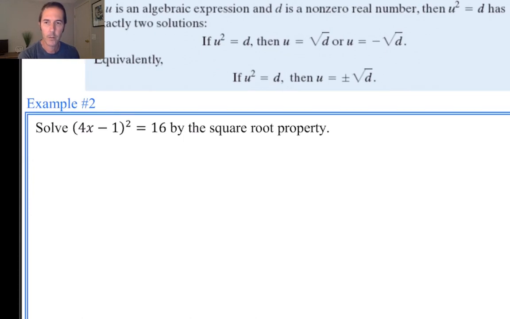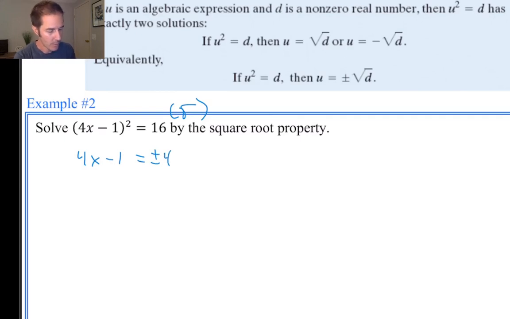And so when we solve this equation by taking the square root of both sides, we need to remember this. Let's start doing it. Normally I would put a little note in here that says I'm taking the square root of both sides. The square and the square root are going to cancel, leaving me with a left-hand side that says 4x minus 1. And on the right-hand side, what's the square root of 16? Be careful, don't forget the square root principle. It's equal to plus or minus 4.